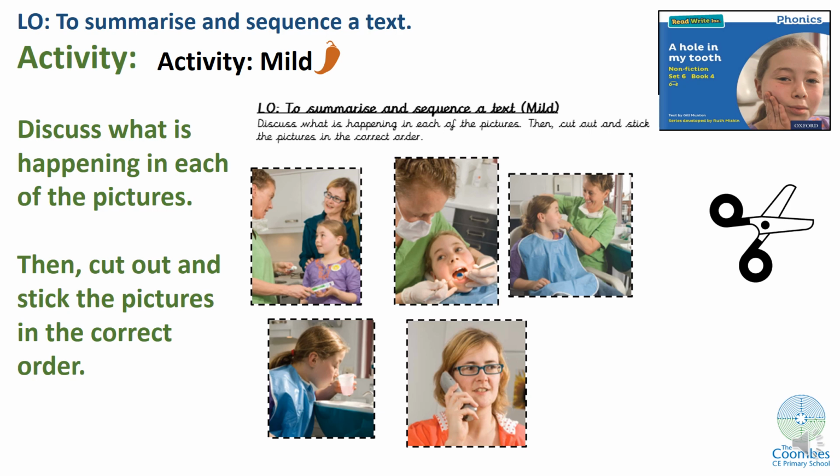Now that you have summarised the text and you have remembered the text really well, I'm going to show you the different activities. So the mild activity is a cut and stick activity. So you have some pictures from the story, not all the pictures, but you have most of them. And I want you to discuss what is happening in each picture. Once you have discussed what is happening in each picture, you then need to cut them out and stick them in the correct order in which they happen in the story. So that is the mild activity if you want to give that one a go.